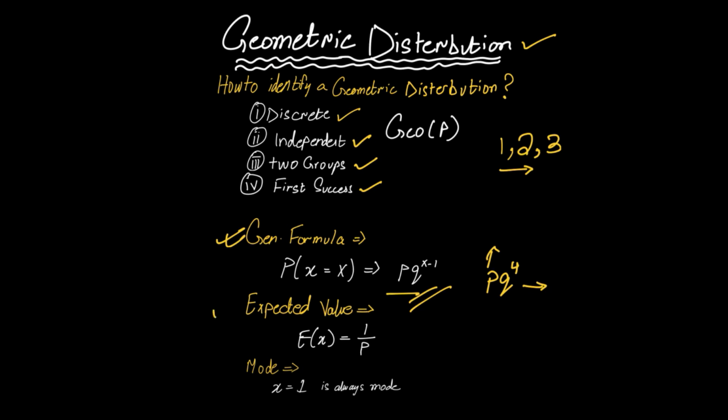Alright, now let's move to the expected value. The expected value, the mean value of a geometric distribution is 1 upon p. You'll have to remember this. The mode is always 1. This is because as you keep on multiplying two numbers less than 1, the result keeps on getting smaller. So the probability p, which is the success in the first attempt, is always the greatest of the others. So it will be the mode of this distribution.